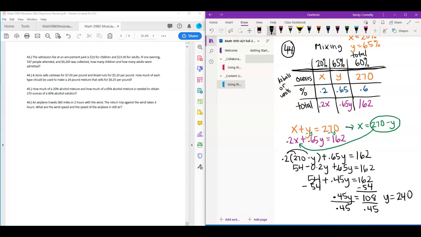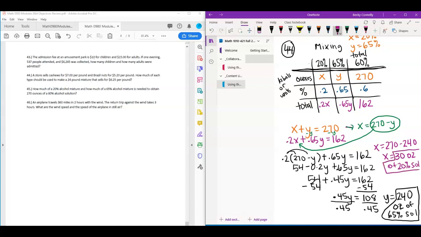So 240 ounces, right, of, and my y was my 65% solution. So ounces of 65% solution. All right, so there's part of my answer. Now I need to go and figure out how much of the 20% solution I need. And so I need to solve for x. So I'll just go ahead and put that in there. So if I just have 270 minus the 240 that I just found, then x must be 30. And again, label it out, 30 ounces of the 20% solution.